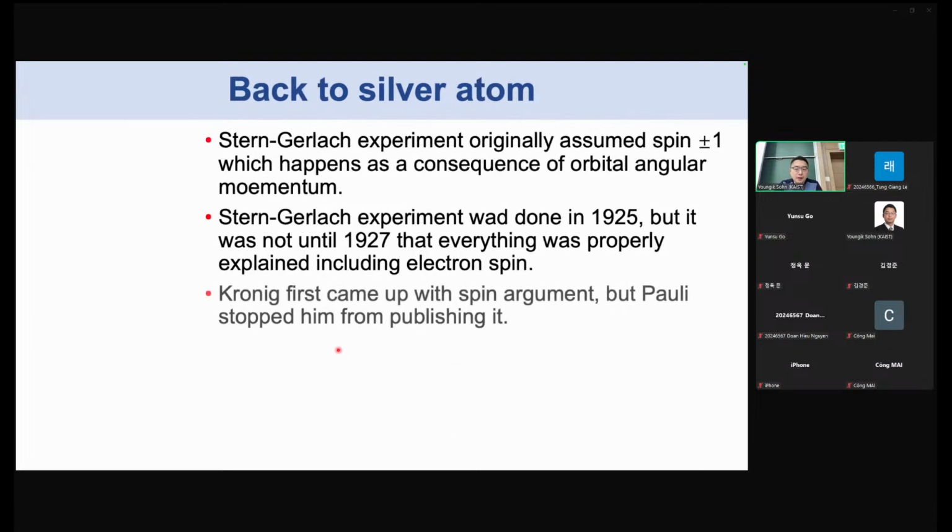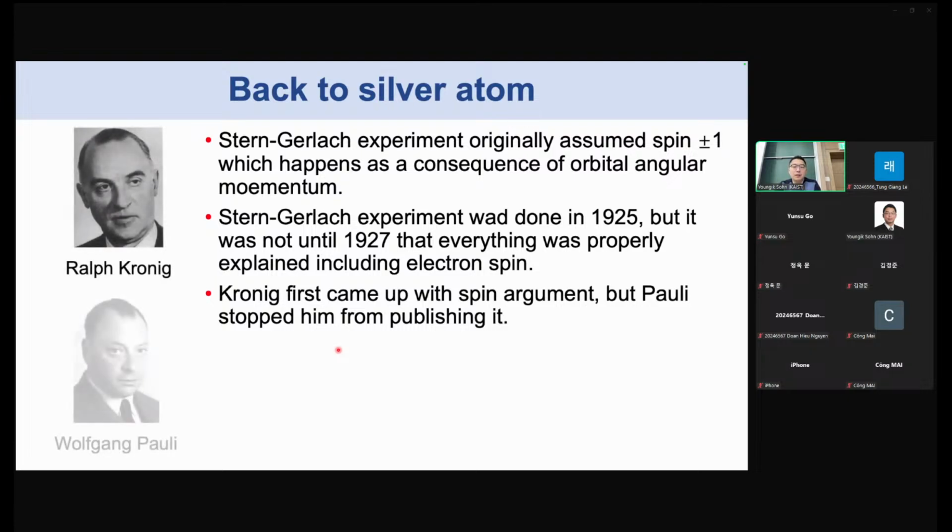And then, okay, back to the silver atom Stern-Gerlach experiment development. Since they were assuming orbital angular momentum, they assumed the value is plus or minus 1, which would also allow a 0 in the middle, but actually that wasn't the case. There were only two possibilities. There were not three lines, there were two lines, okay? It was actually spin plus or minus half. So this experiment was done in 25. It was reported, but it wasn't clearly explained until 27.